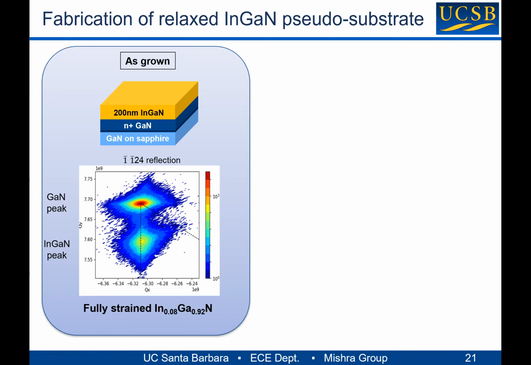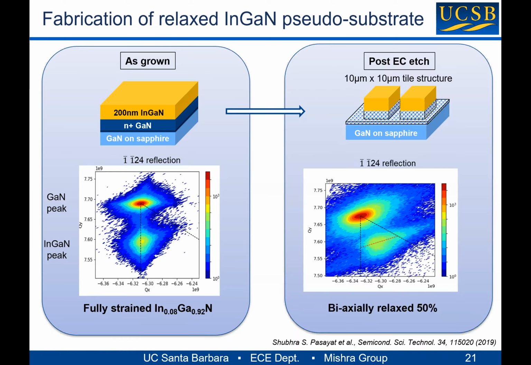Okay, so what we aim for is to achieve an InGaN peak closer to the slanted line, corresponding to a higher degree of relaxation. Now, upon patterning into tiles, there was no difference in the strain state of these tiles. And upon porosification, we were able to get this peak shifted midway between this vertical and slanted line, corresponding to a 50% relaxation, which was confirmed to be biaxial.